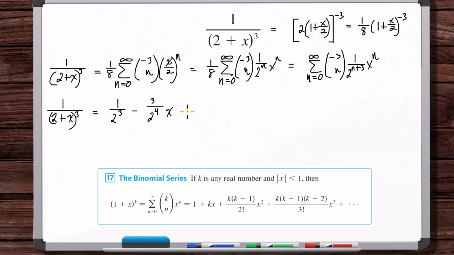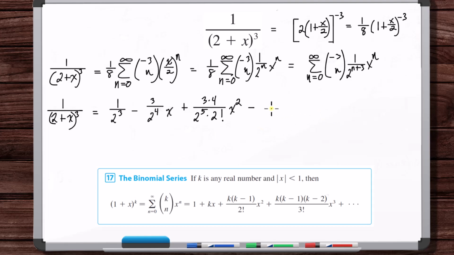And then I guess this is going to be a plus. Yeah, minus 3 minus 1 is minus 4 times minus 3, so that ends up being plus. And then it's going to be 2 to the 5th times 2 factorial, and then 3 times 4, x squared.